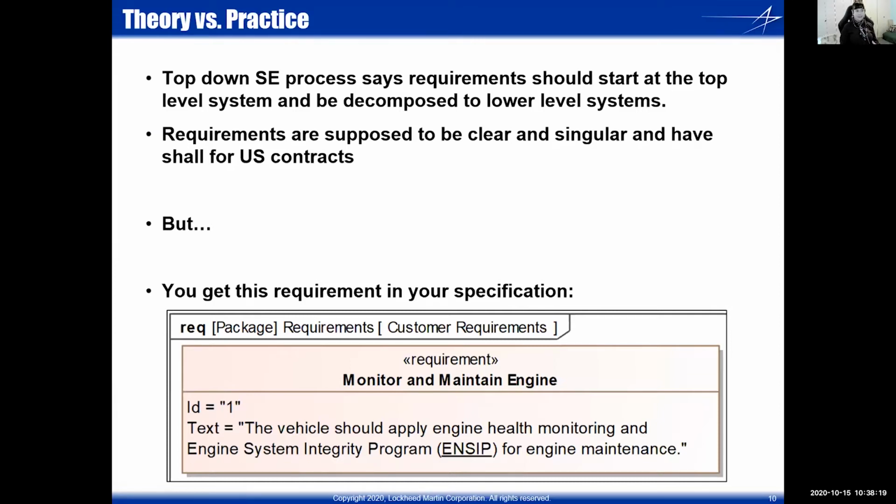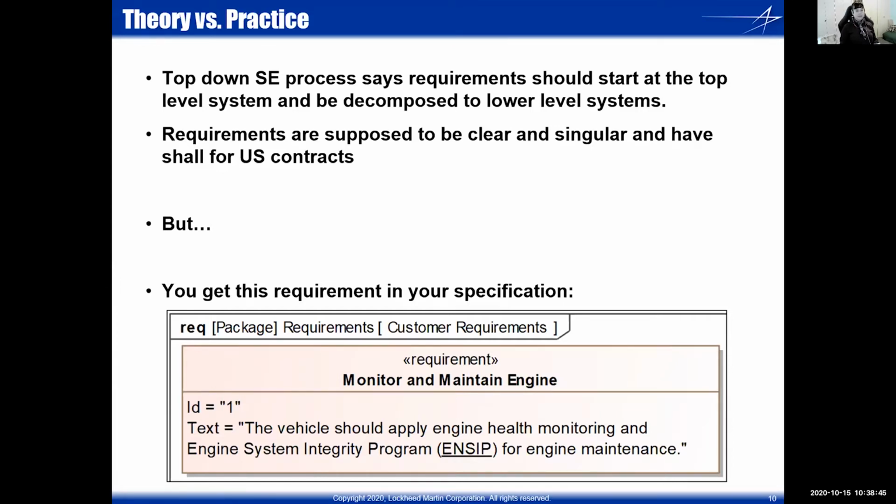But what really happens is we'll have a customer give us a requirement like the one here. The vehicle should apply engine health monitoring and engine system integrity program for engine maintenance. That's what they give us. This isn't a top-level requirement. It's not singular. It's not exactly clear. We have a lot of questions about this. So what are we supposed to do with it?